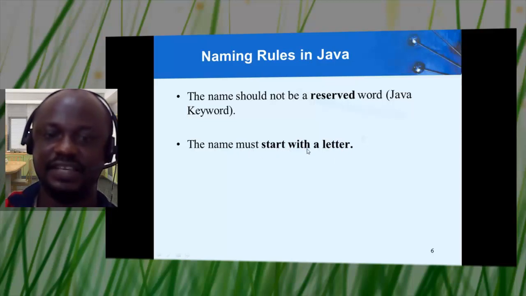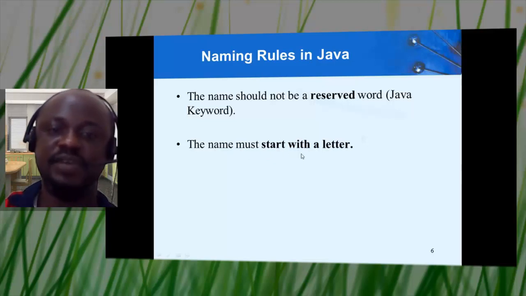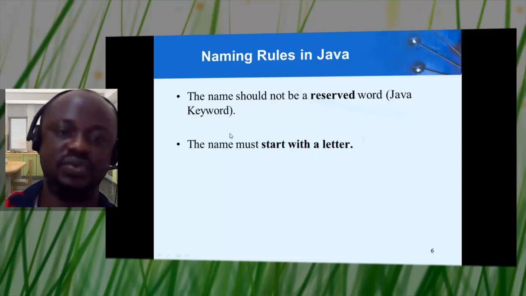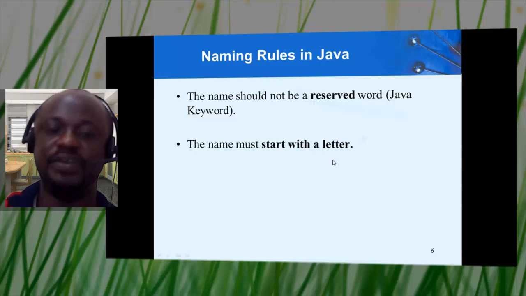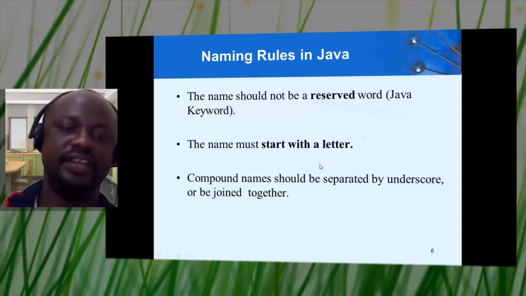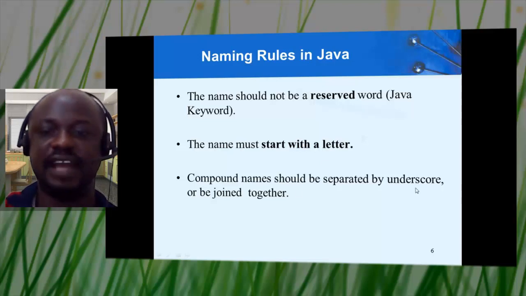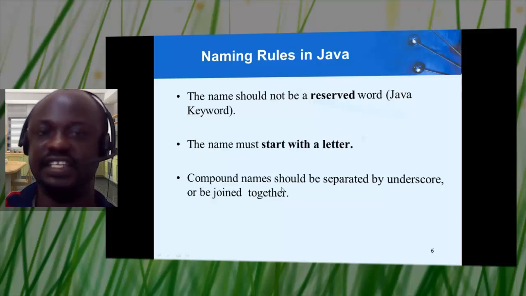It sounds very clear in your mind, but in programming, if you name your variable 4runner, it's wrong because from rule 2, you have seen that the name must start with a letter. So 4runner is beginning with the number 4, and therefore you cannot use that as a variable name. Now, number 3, compound names should be separated by underscore or be joined together. So these are some of the naming rules in Java.